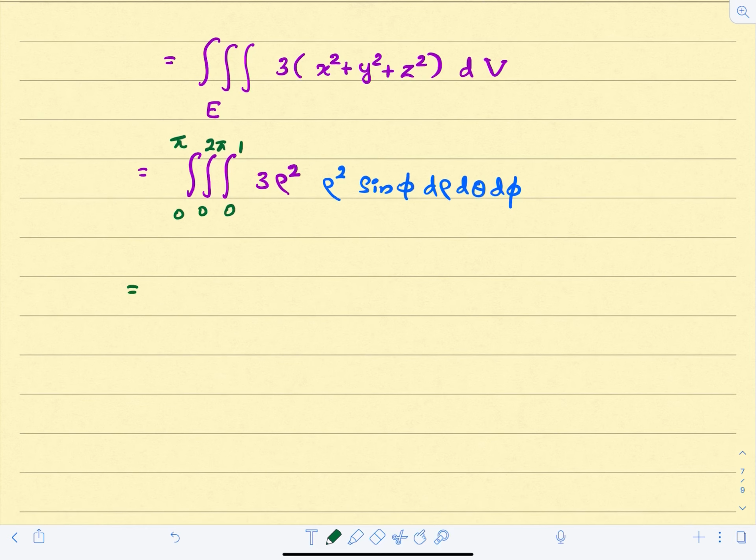Let's simplify the integrand. We have 3 rho to the power 4 sine phi, d rho, d theta, d phi.